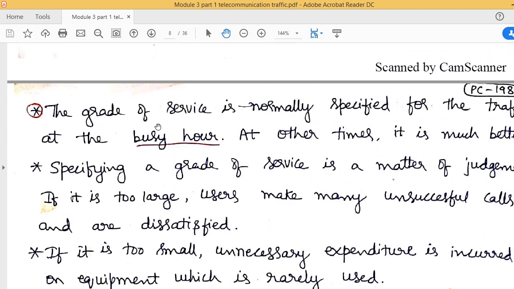And please note that the grade of service is normally specified for the traffic at the busy hour. So we know during busy hour traffic is more. When the traffic is more at that particular duration, we will define grade of service for a particular telecommunication network. Okay.